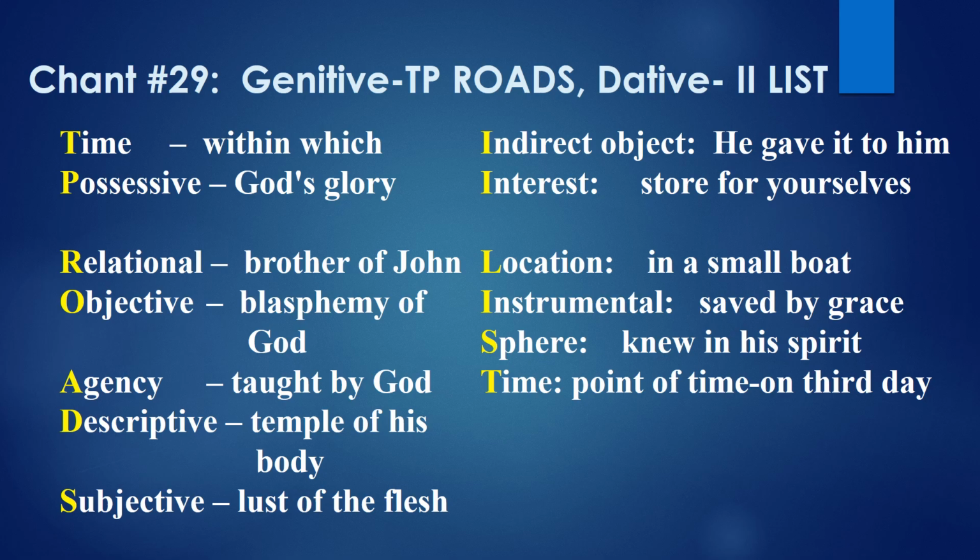The dative, I list: indirect object, interest, location, instrumental, sphere, and point of time. I list again: indirect object, interest, location, instrumental, sphere, and time, point at which. And then finally a third time, I list, the same. Chant number 29, genitive.